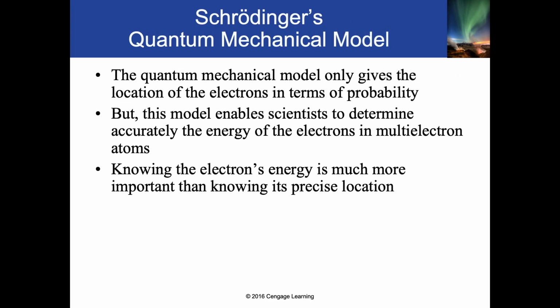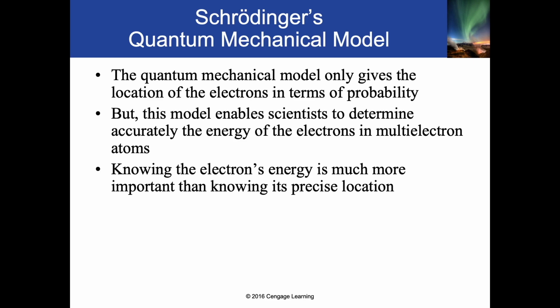So, bringing this all together, the quantum mechanical model only gives the location of electrons in terms of probability, but this model enables scientists to determine accurately the energy of the electrons in multi-electron atoms, which is what I just said, right? And knowing the electron's energy is much more important than knowing its precise location.